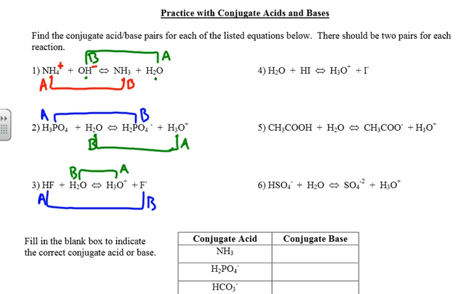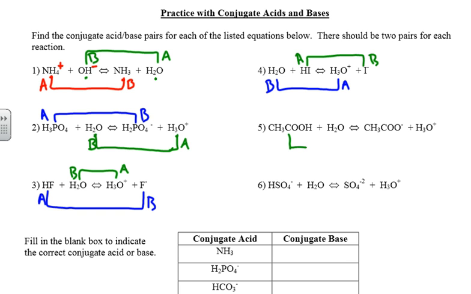All right, if we continue on, we'll see the same thing. Number 4, water and hydronium. Hydronium has the extra hydrogen. Water has one less. HI and iodine. The HI is the acid. The iodine, or the iodide ion, is the base.